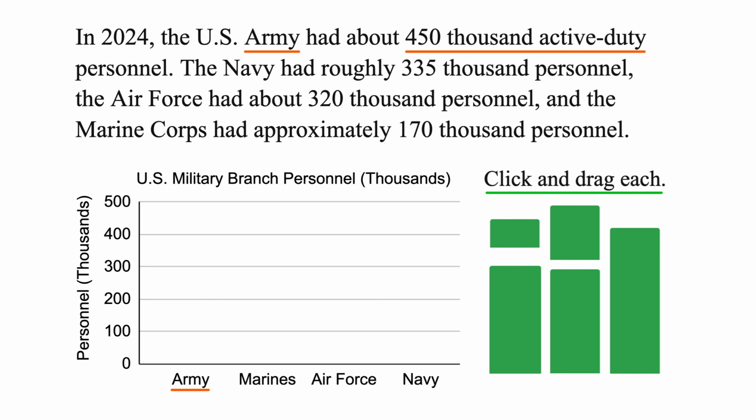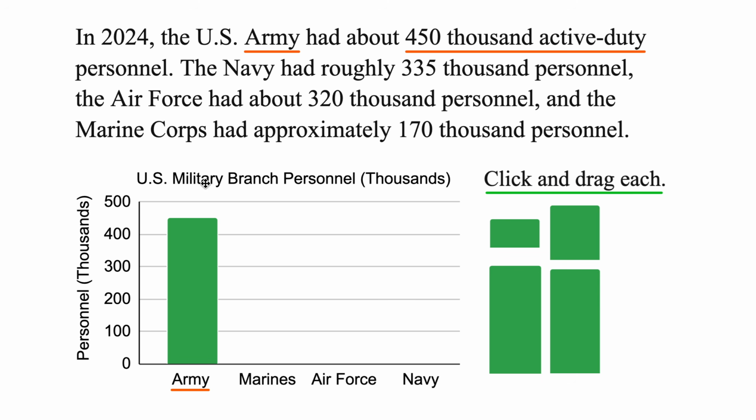We'll go ahead and click that, drag it over, and let's see. That hits right in between. Definitely looks like it could be 450, so we're good to go there. Okay, the next category, the Marines. Let's see how many people are in that. Well, they mention it at the end. The Marine Corps had approximately 170,000 personnel. Highlight that there. Now, 170, we know that's going to be in between these two, so pretty low on the graph. Let's go ahead and drag over this one.